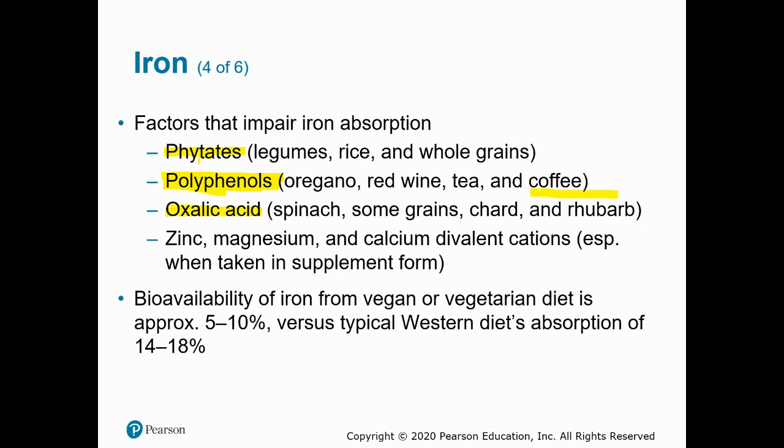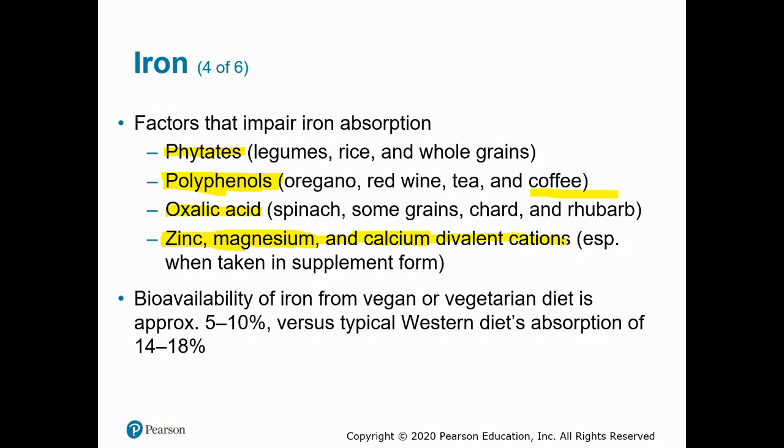And then oxalic acid, similar to phytates, we find oxalic acid in some of our green vegetables and also some grains. But again, cooking will break down the oxalic acid and therefore make the iron available. And then also some other minerals. If we're taking in high amounts of these other minerals, and actually, I think maybe it's supposed to say manganese. I'll make a note for you guys. Check your book too. I feel like that's a typo.